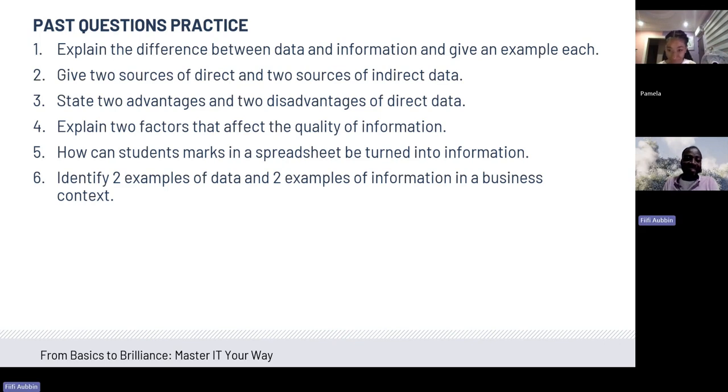Perfect. Good. And identify 2 examples of data and 2 examples of information in a business context. Okay. I don't do business, but I'm going to try and guess.